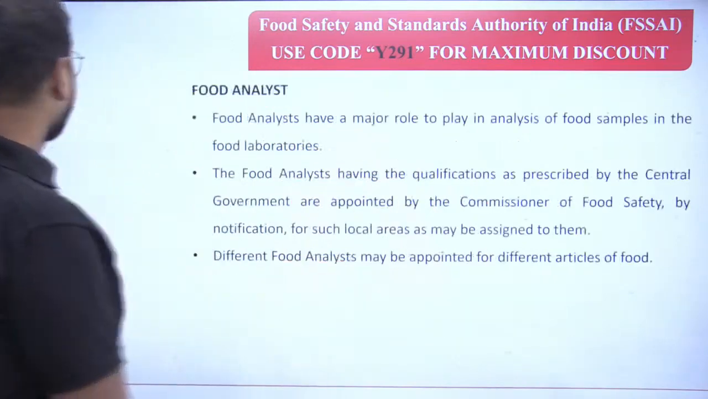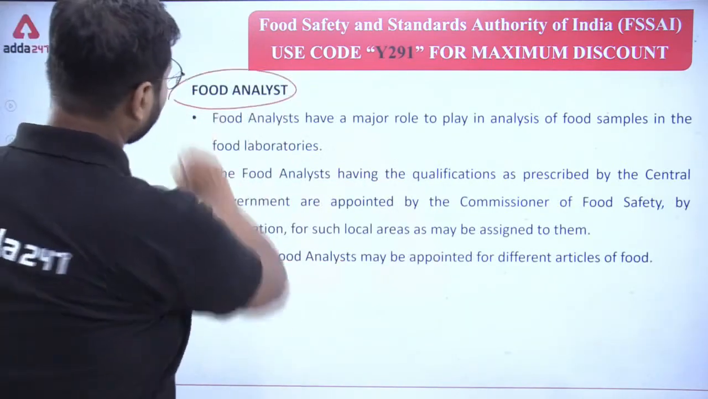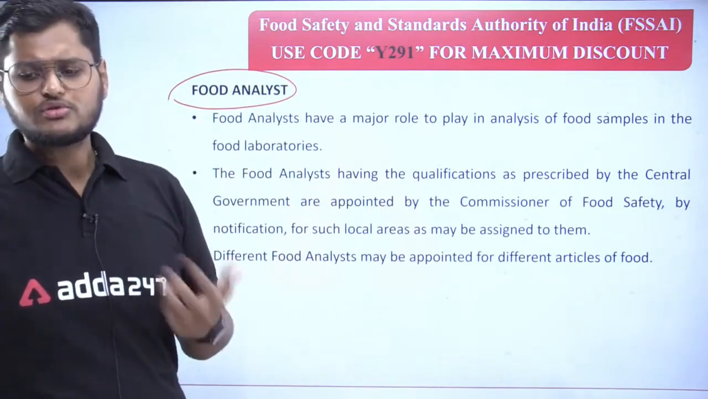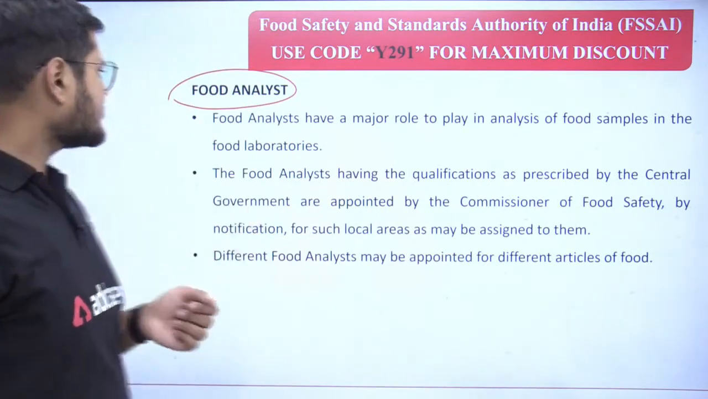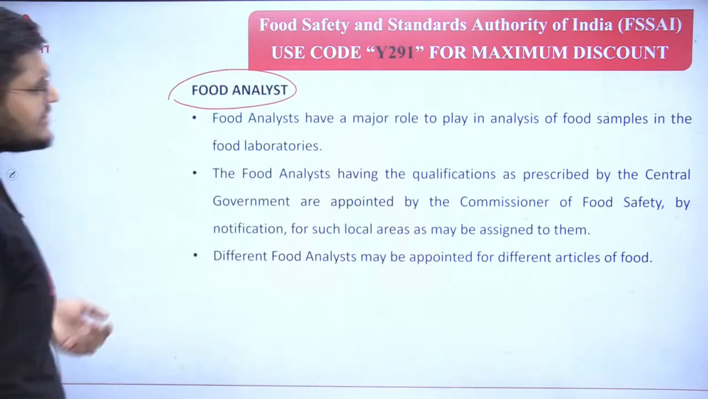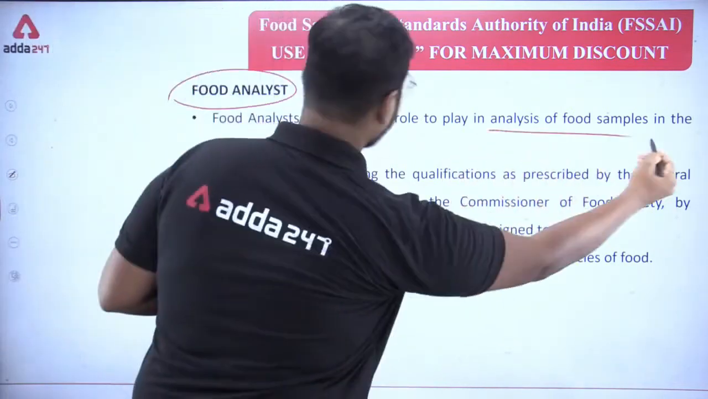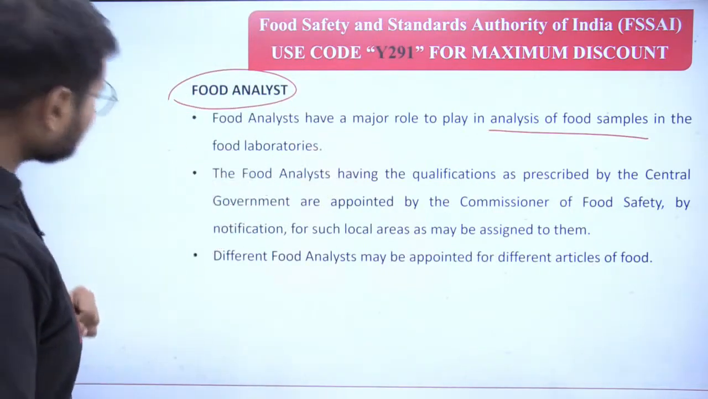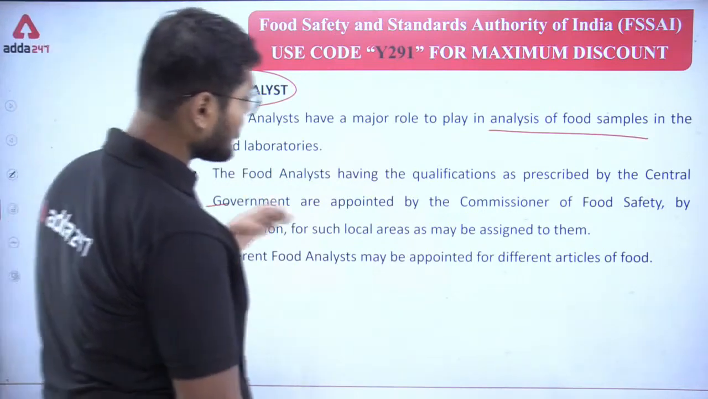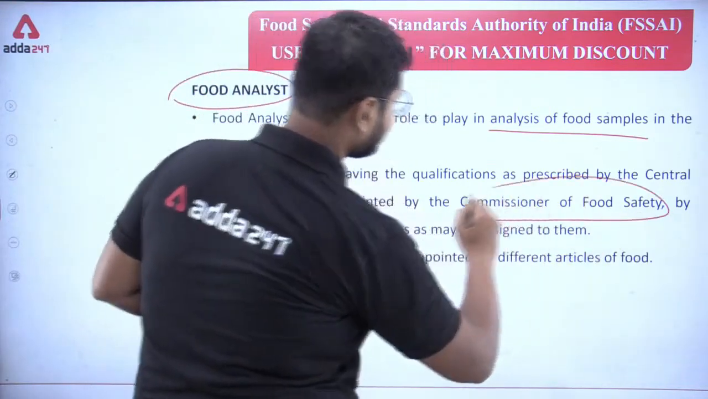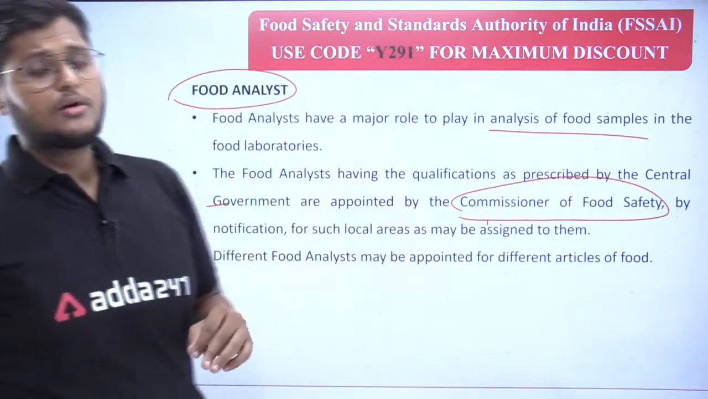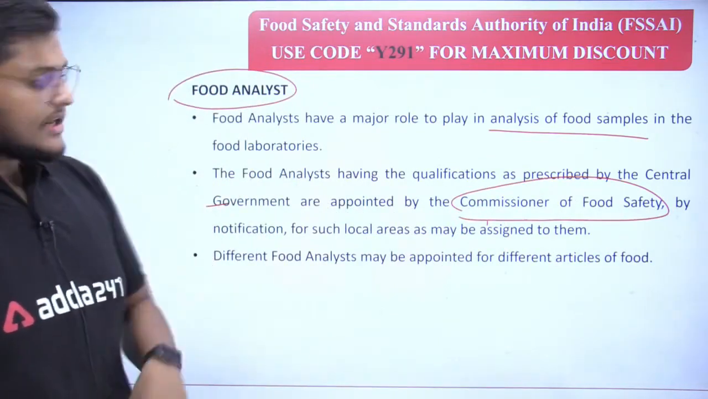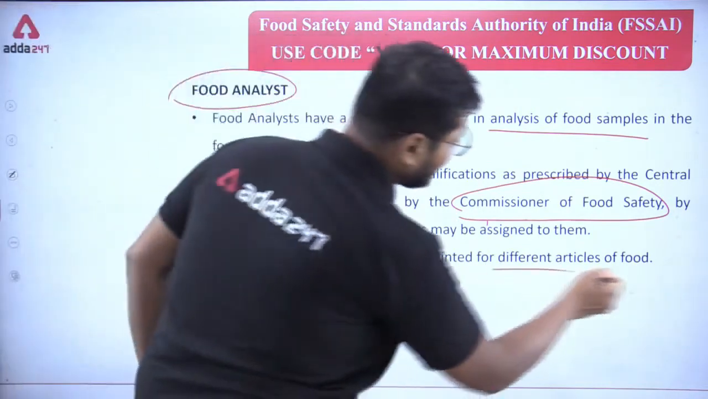Then finally, the food analyst. What do they do? As you know, the food analyst recruitment was also released with your advertisement. Food analysts have a major role to play in analysis of food samples in the food laboratories. The food analysts having the qualifications as prescribed by the central government are appointed by the Commissioner of Food Safety. So who is the person who appoints the food analyst? The Commissioner of Food Safety. Different food analysts may be appointed for different articles of food.